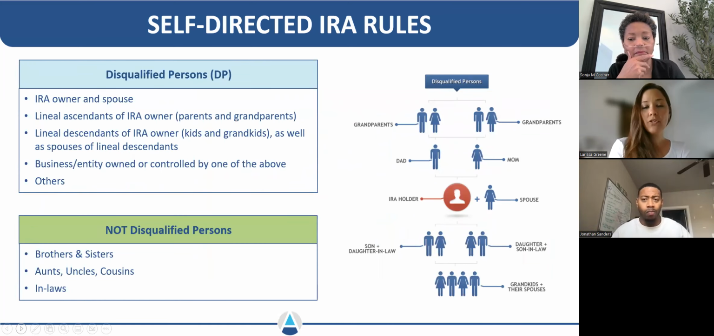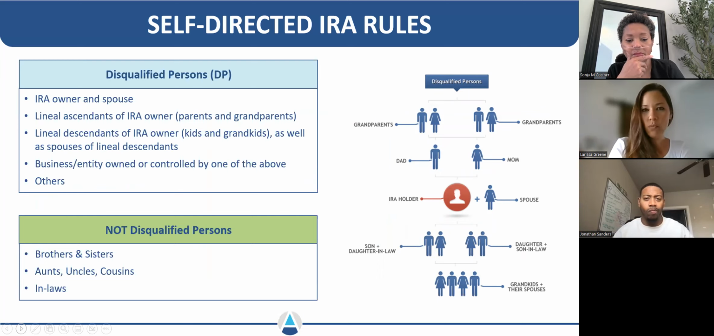So who is considered disqualified persons, people you can't transact with? You can see on this slide, we have the IRA holder. You can't transact with yourself, meaning that if you personally own a property and you want to sell it to your IRA, that would be prohibited, and the reverse would be true as well.